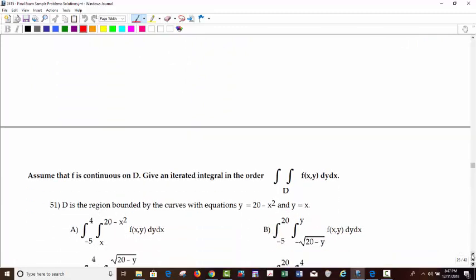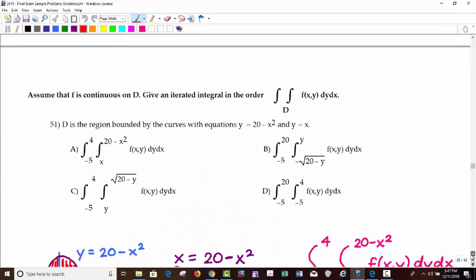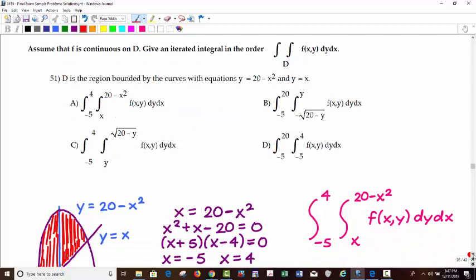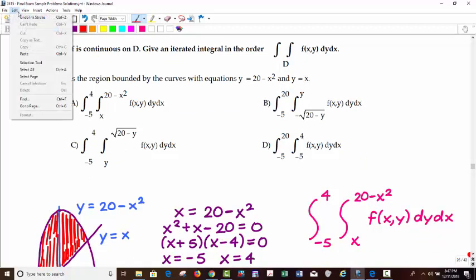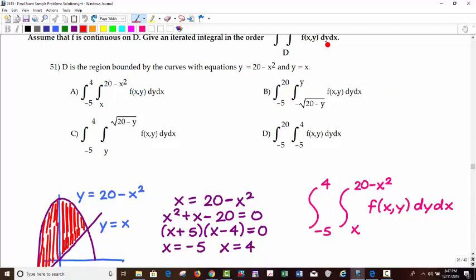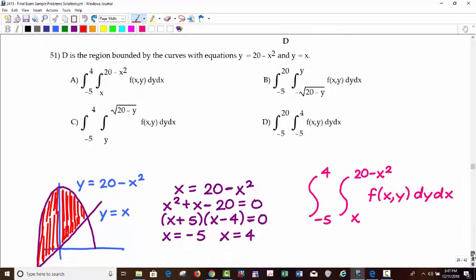Let's jump down here. Now this one we're not going to integrate. We're just going to set up the region. And this is where I think the graph is pretty much needed. So let's see what we got here. It wants us to set up the correct integral for this region of integration bounded by these graphs. All the answers are dy dx, and it's telling you it wants dy dx, so we don't have to do the other order.